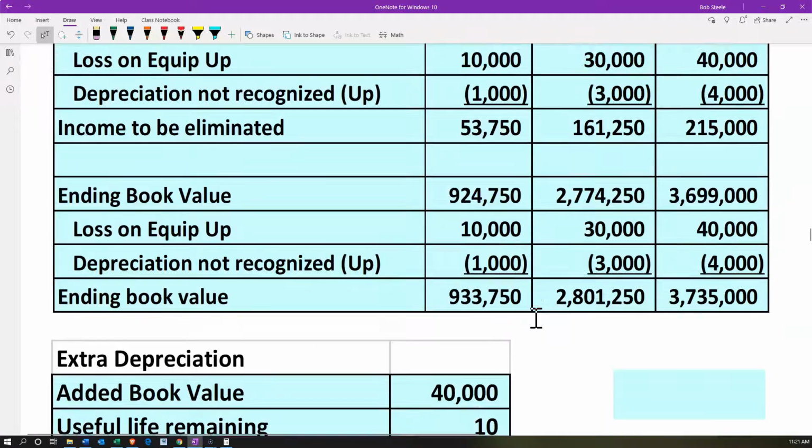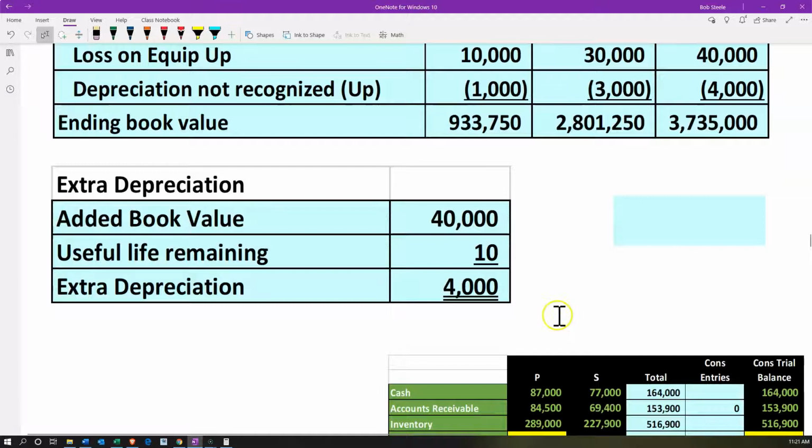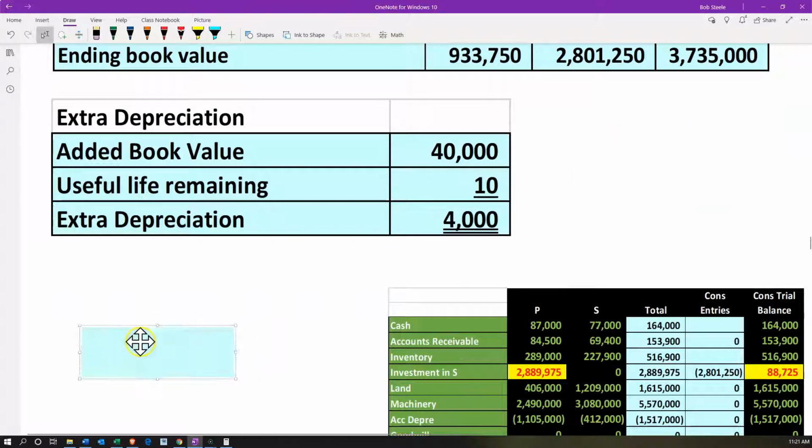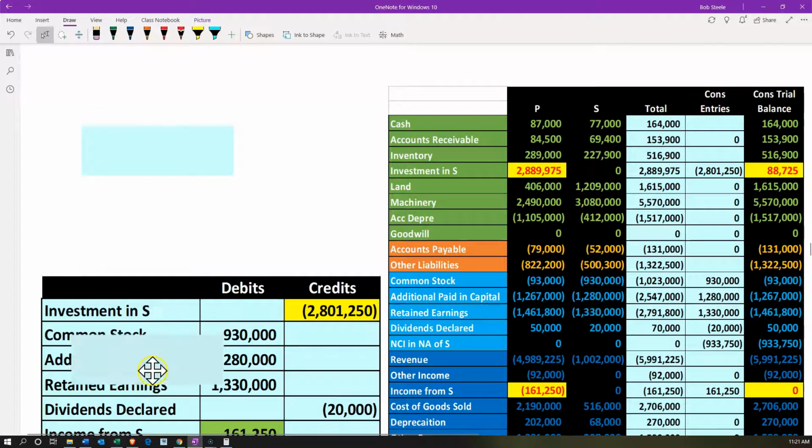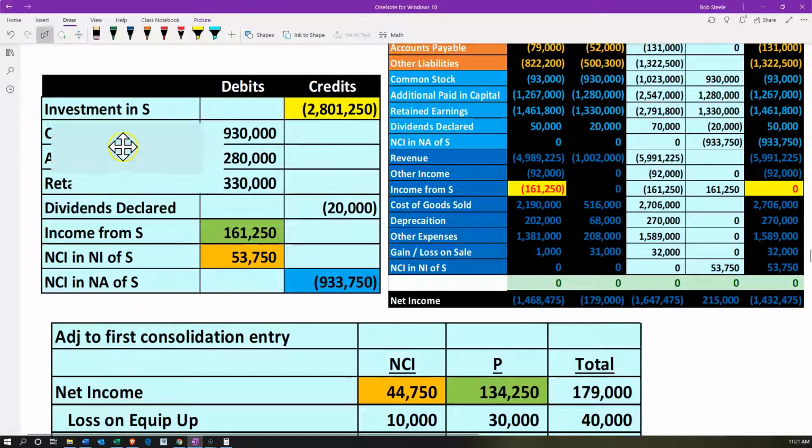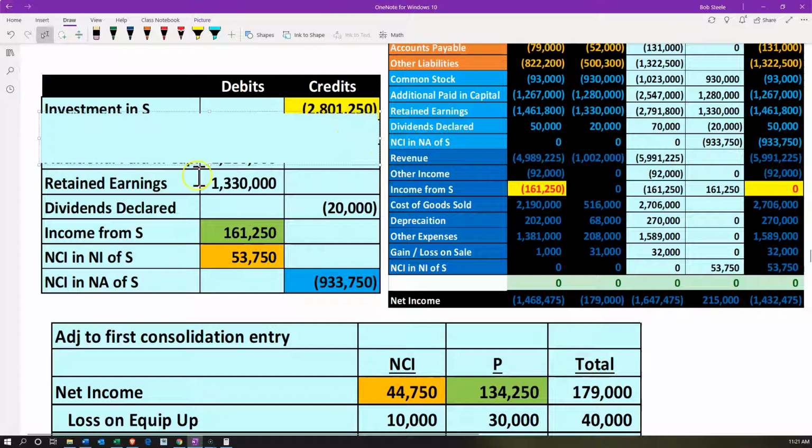We're going to use that to adjust our first journal entry that we will be recording. And here it is. Here is that first journal entry. So let's do the little reveal thing. And we'll put that there.